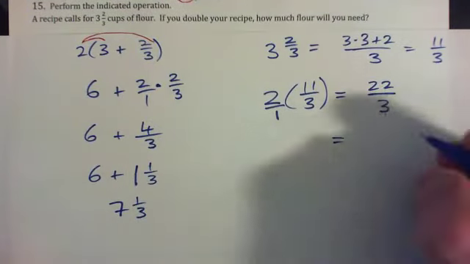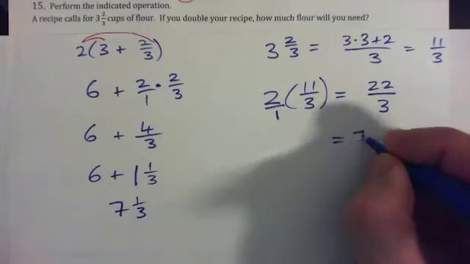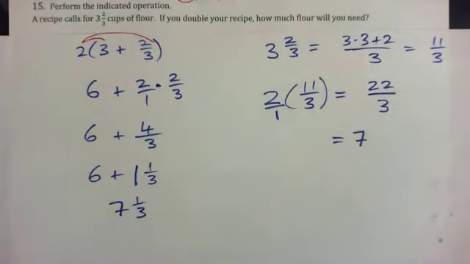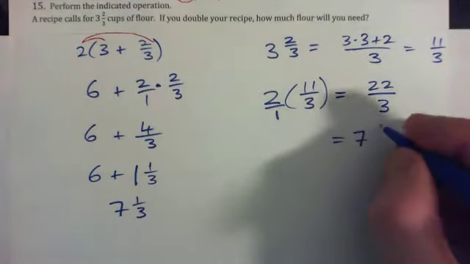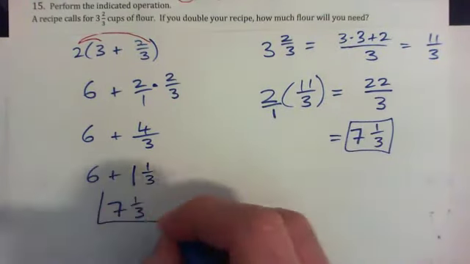which gives what? 3 into 22 goes 7 times, remainder 1, 7 1/3. So either way, the answer would be 7 1/3.